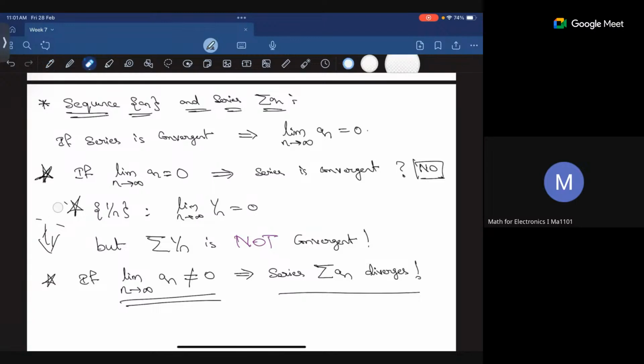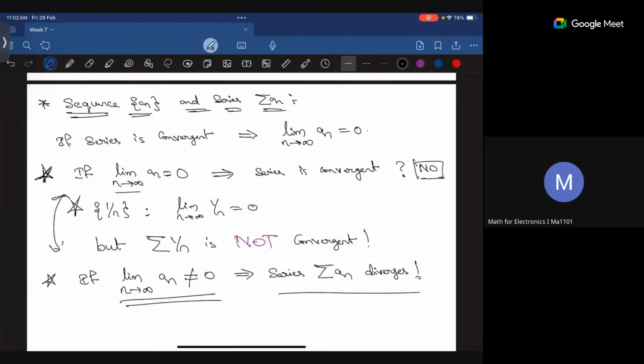I hope most of you understand logic, right? If P implies Q, Q does not imply P, but negation of Q implies negation of P. Did you guys study these things, math logic? Okay, not needed. But this is not the same as this, and that you have to understand.